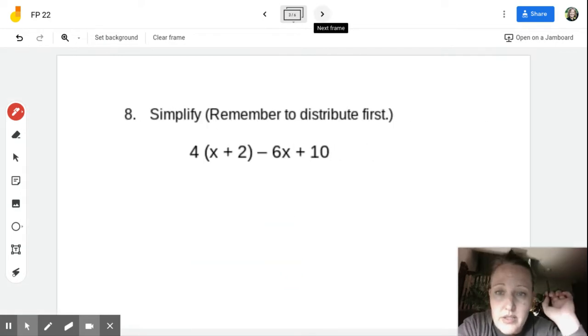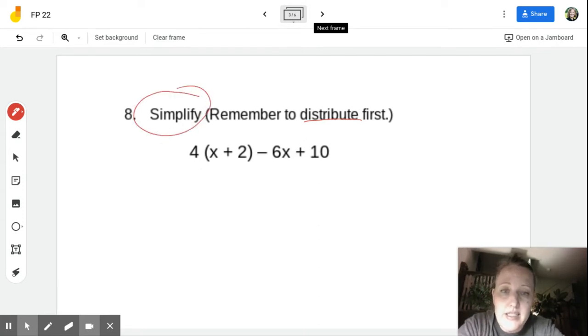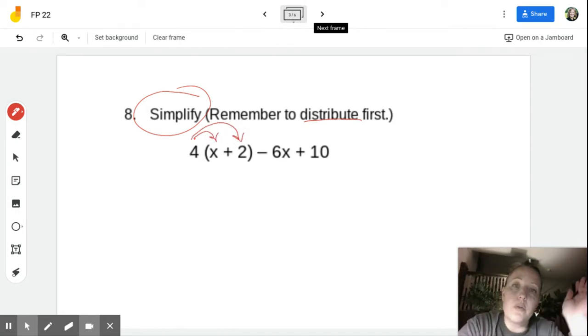Good. Let's look at this one. It says, remember to distribute first, and it just says simplify. Why doesn't it say solve? Because it's not an equation. There's no equal sign. I can't solve it, but I can simplify it. That doesn't mean I'm going to get one answer, like x equals 3, which is what I would often get when solving an equation. So we're going to treat this as if it were one side of an equation. This is an expression.